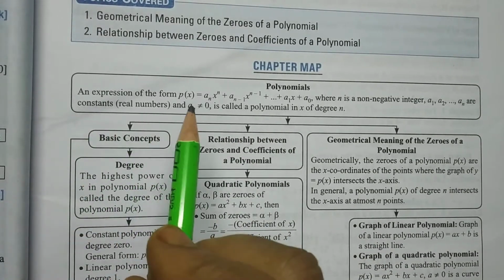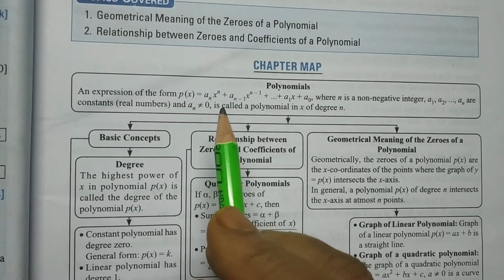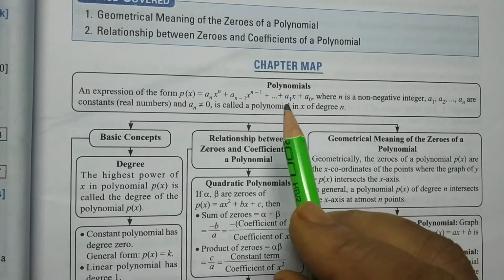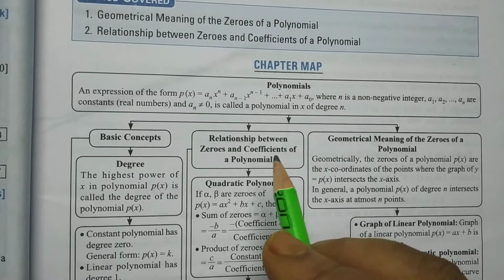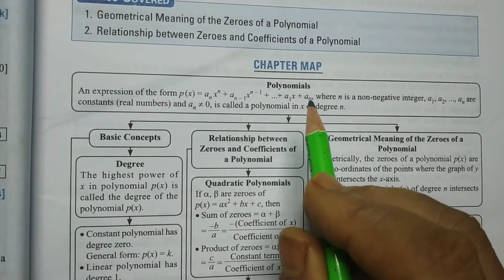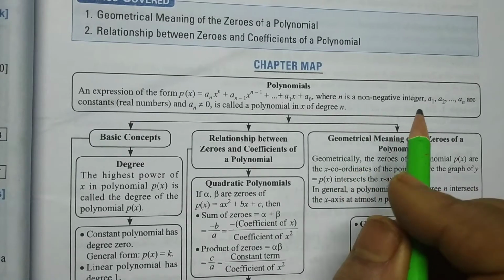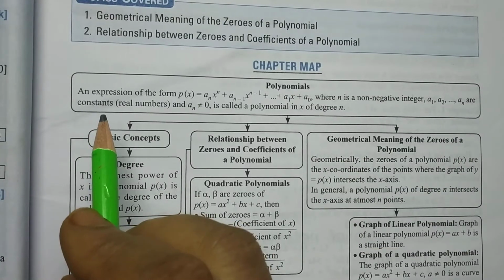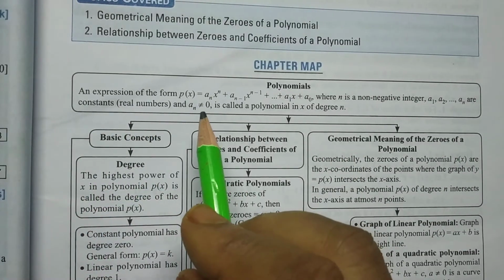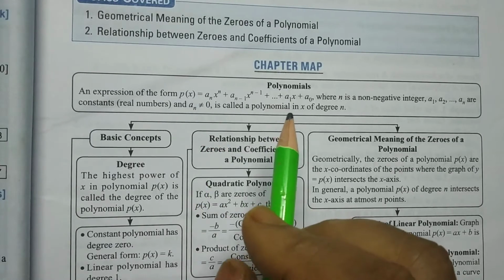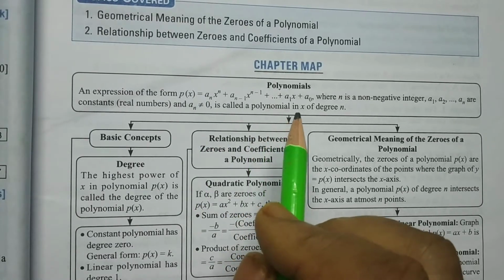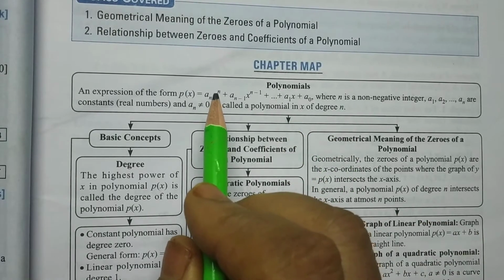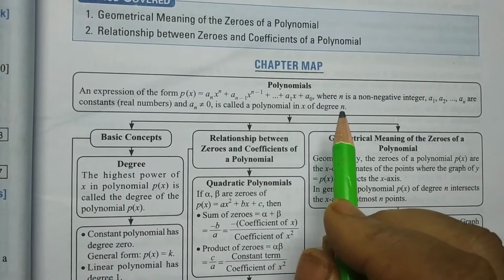An expression of the form p(x) = an x^n + an-1 x^(n-1) + ... + a1 x^1 + a0, where n is a non-negative integer and a0, a1, a2, ..., an are constants, meaning real numbers, and an is not equal to 0, is called a polynomial in x of degree n. Why? Here the highest degree is n. That's why it is a polynomial of degree n.